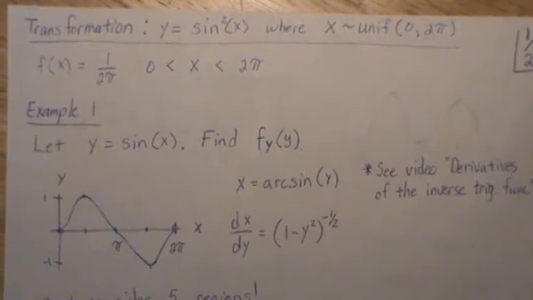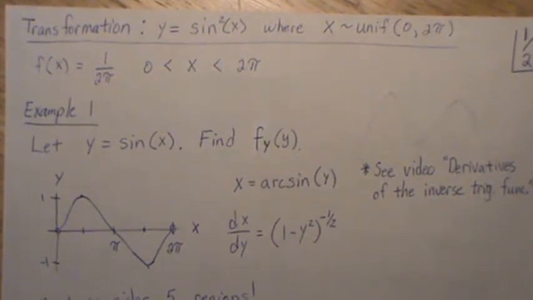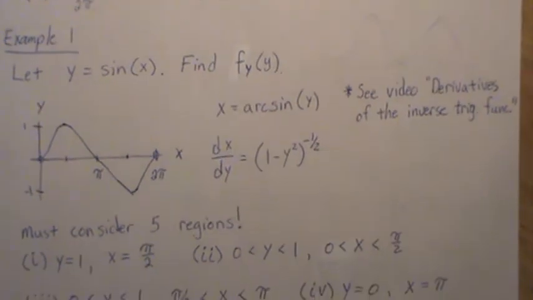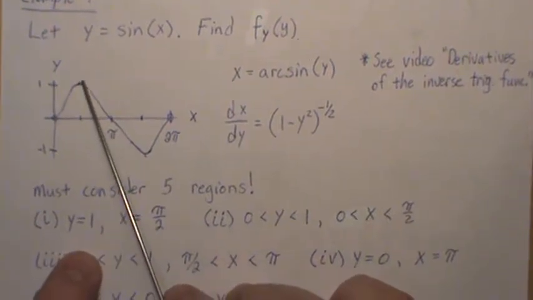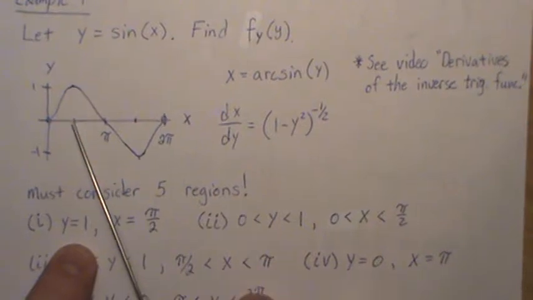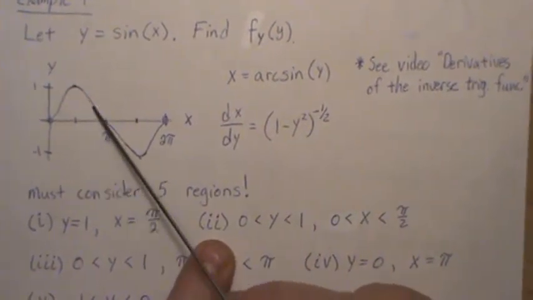Ultimately, you don't have to think about it this way, but when you're new to this, this is the way I recommend it. There are other ways, and perhaps even better ways, but this is the way my mind works. So we consider the regions: at y equals 1, because it only touches it once, and that's when x is pi over 2. The second region is between here, and we get those.